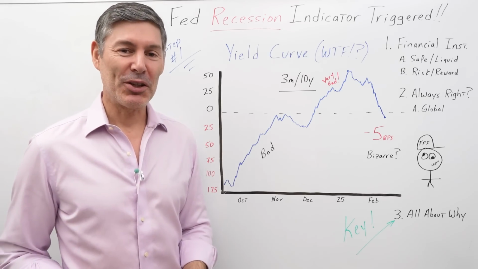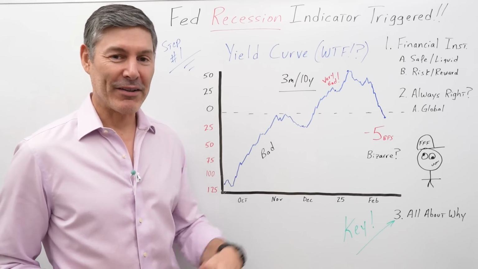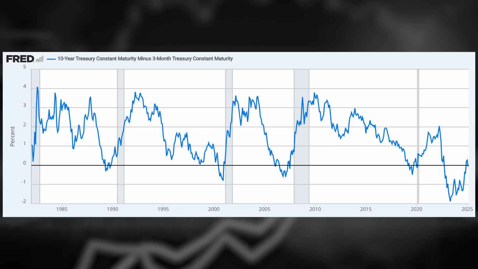But if we actually look at a chart going back, let's say to the 1970s, and we look at the 3-month versus the 10-year, we see that usually the stuff hits the fan. In other words, we have that economic contraction, not during the inversion, but after the curve uninverts.